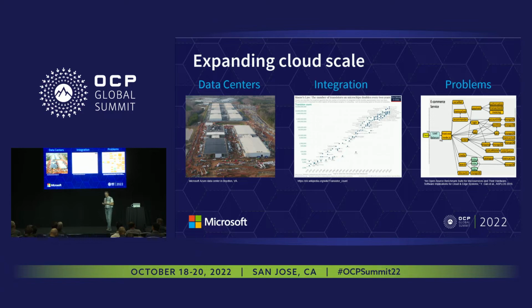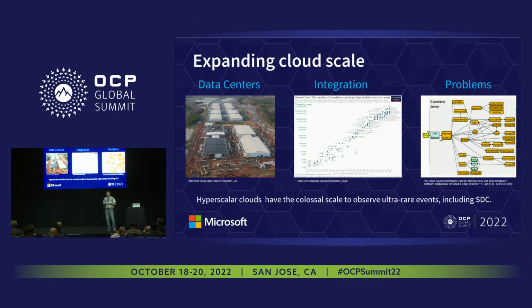problems. This graph is from a benchmark called DeathStarBench that is trying to model an e-commerce application. And you can see that there are a lot of boxes. So then this isn't even the biggest type of problem. So you have a lot of different servers talking to each other together, working on a single problem. And so the possibility of a corruption affecting that entire problem becomes larger because of that. So the bottom line is that hyperscaler clouds have the colossal scale to observe ultra-rare events, including SDC, despite all of the stuff that I talked about in the previous slide that is working to prevent it.